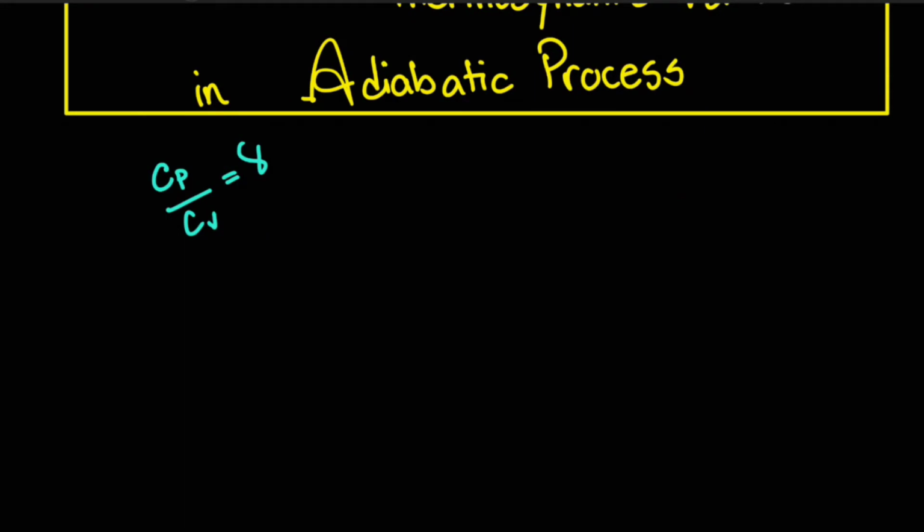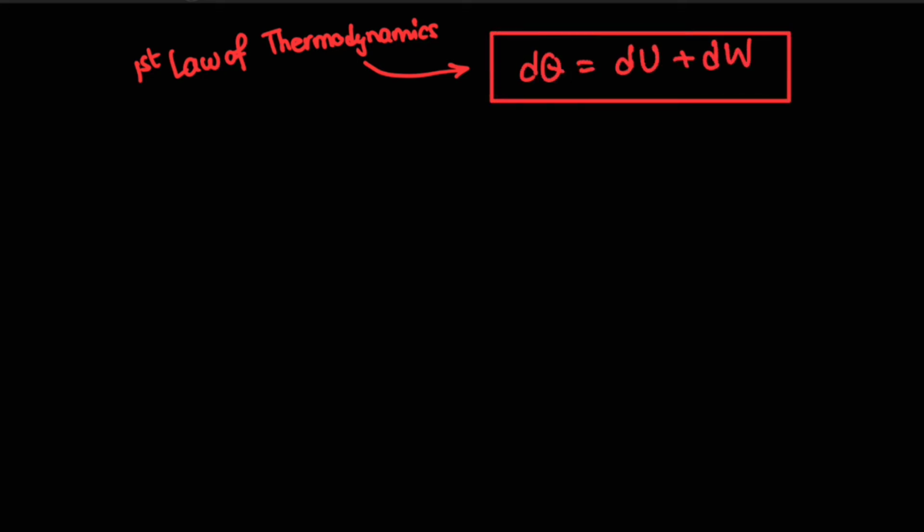By the first law of thermodynamics, we know that dq is equal to du plus dw, which means that if a system is supplied with a sufficient amount of energy, then part of that energy will be used by the system to increase its internal energy, and another part will be used by the system to do external work. In an adiabatic process, we know that there is no exchange of energy between the surroundings and the system.